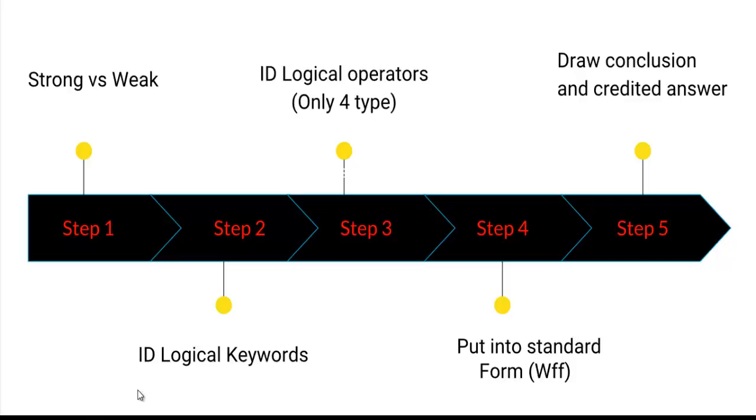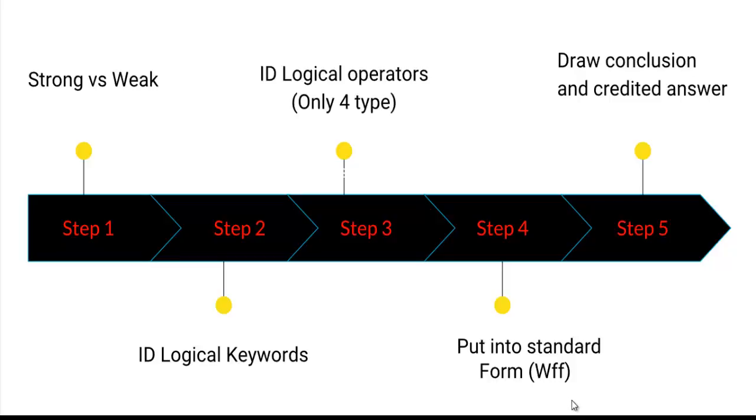From there, if you're dealing with the strong variety, then you want to look for logical keywords. Once you find those logical keywords, make sure you understand basically the heuristic or the procedure on how to translate and identify these types of logical reasoning, and then apply the correct strategy. Step 4, you want to place these in logic standard form. You don't need to really know that. So WFF stands for well-formed formula.